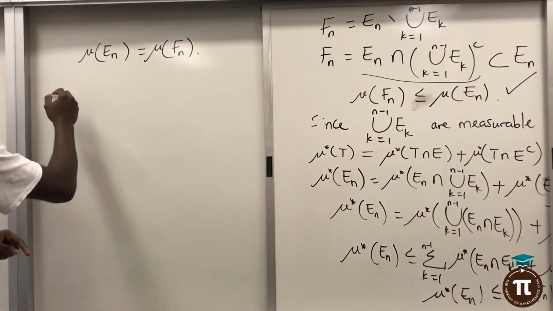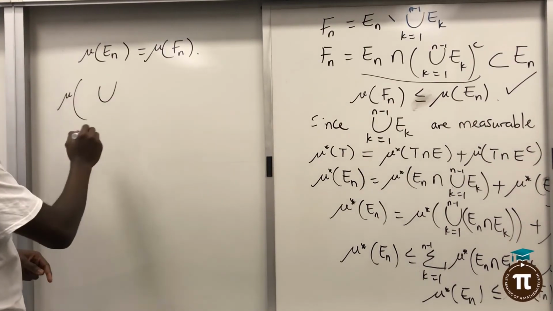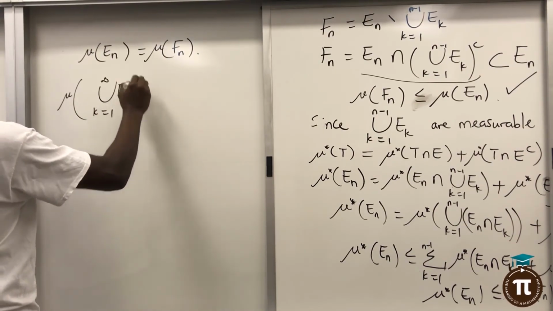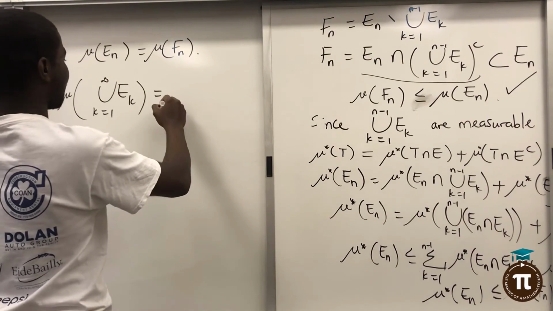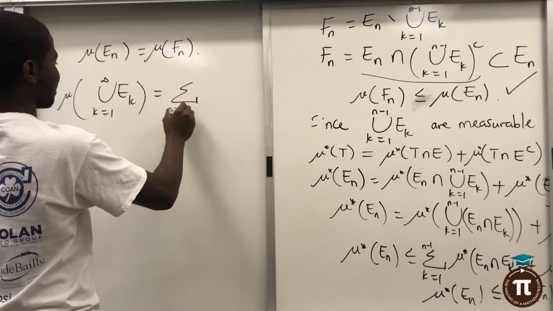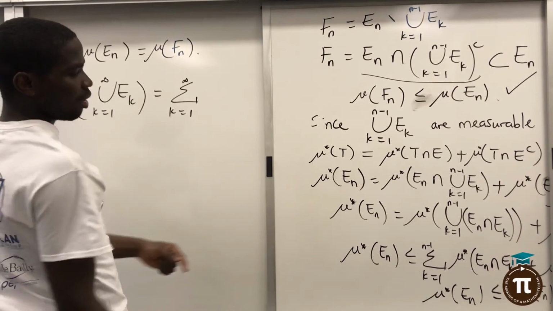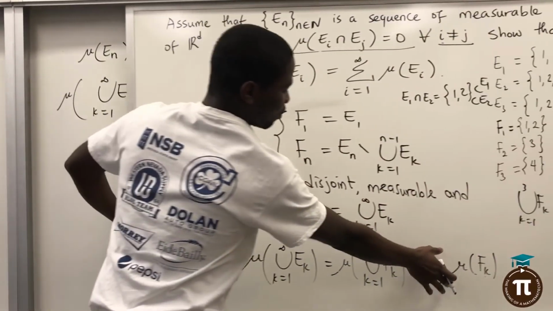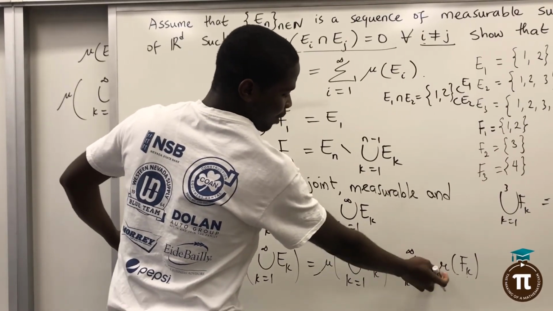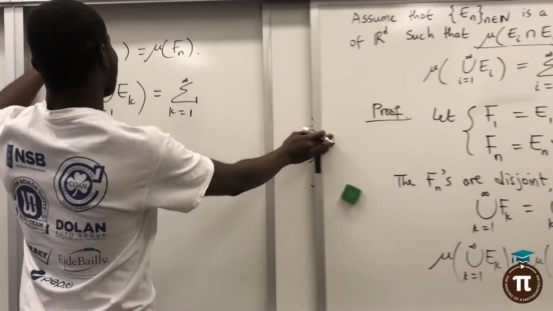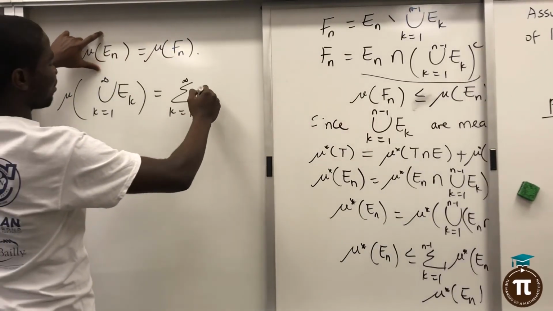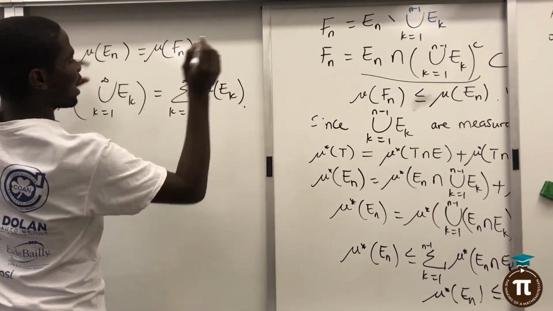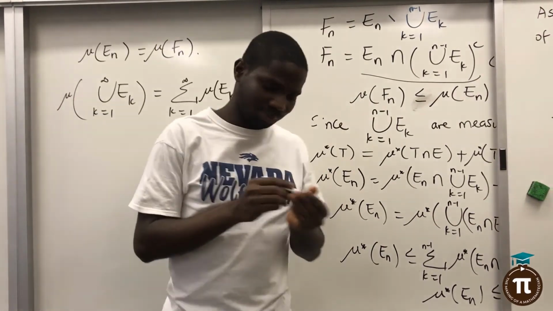So we have the outer measure of the union, k from 1 to infinity, of E_k equal to the summation, k from 1 to infinity, of the outer measure of F_k. But I already proved that the outer measure of F_k is the same as the outer measure of E_k, so this is the same as the summation of the outer measure of E_k. And the proof is complete.